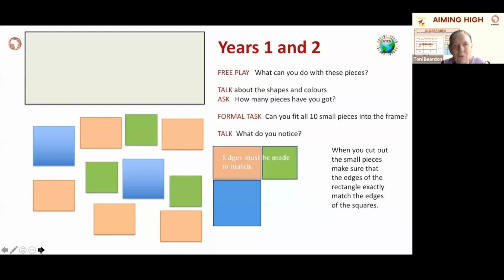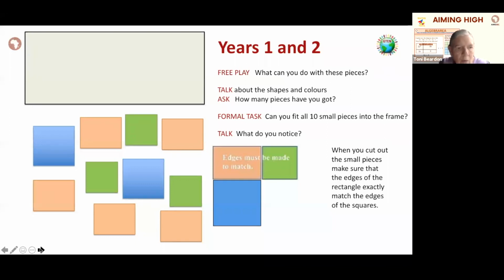Then we come on to the formal task that Caroline showed you, which was making the rectangle, fitting those pieces into the frame so that the edges must be made to match as you fit them in. And so this is easy. There's no sort of numbers or counting or even formally talking about area. This is just a puzzle because after all, at this stage, we're just talking about years 1 and 2.